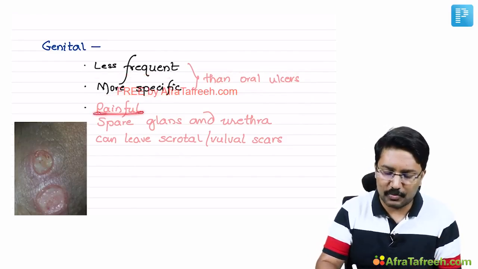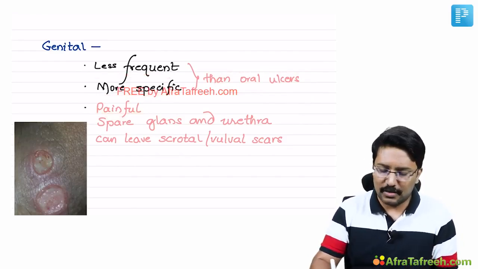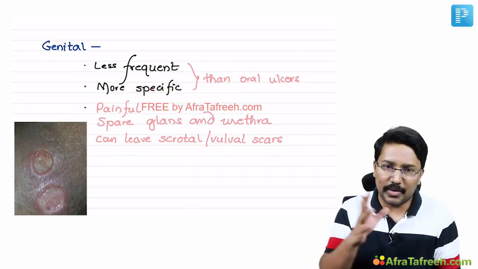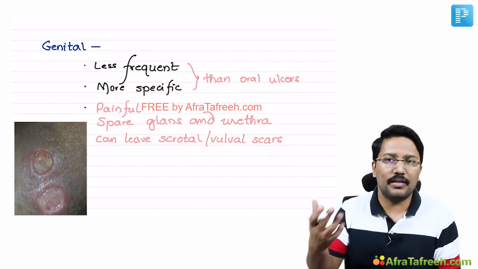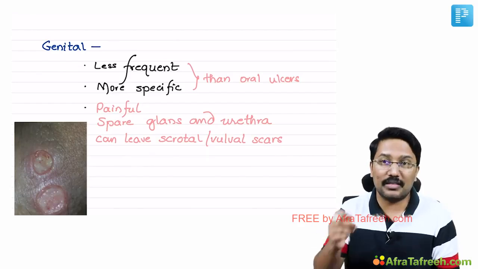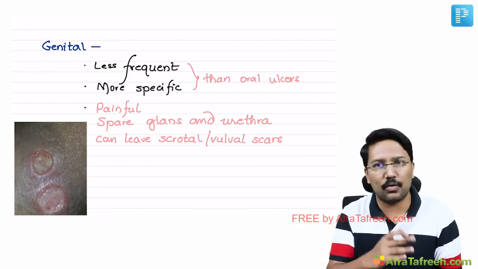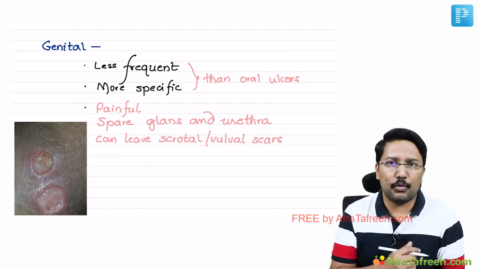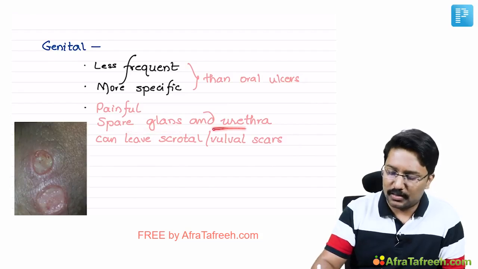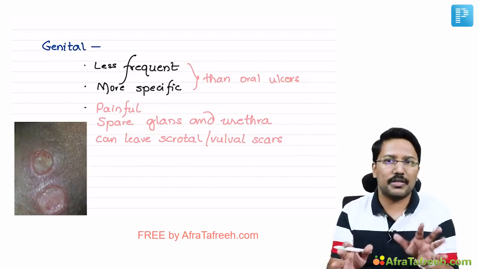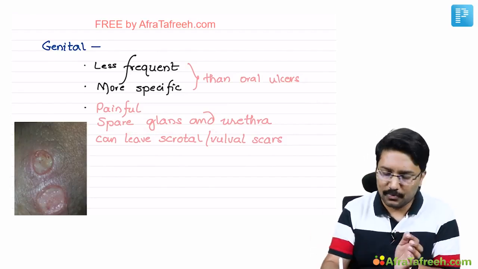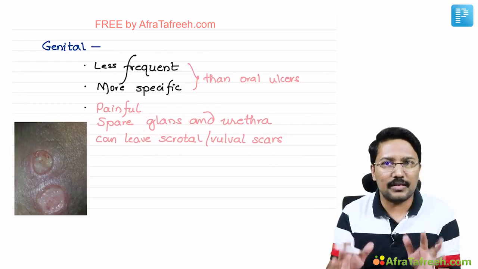Here also ulcers are going to be painful, but remember they usually heal with scars, right? The most commonly affected site in males is the scrotum, in females it is usually the vulva, right? So it heals by leaving behind scrotal or vulvar scars, because generally these ulcers are much deeper than the oral cavity ulcers. Okay. Another point to note here is that the ulcers in the genitalia usually spare the glans and urethra. You can see some patients with ulcers on the glans penis, but that is an unusual finding, not a routine thing to occur, right? Having ulcers in the glans penis is an unusual finding.